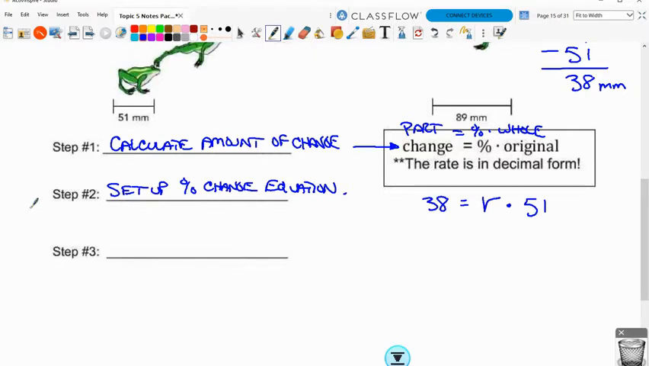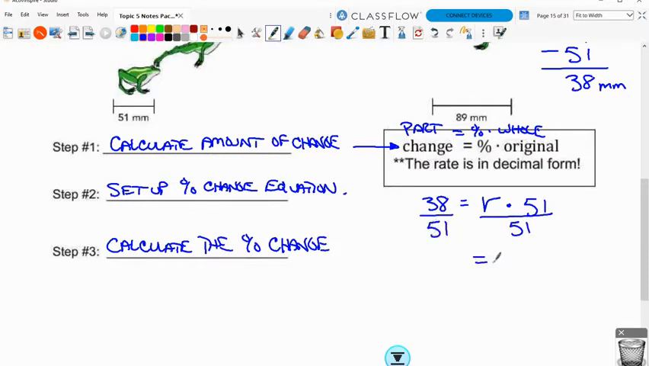Now that we've set up the percent change equation, step three, we are now going to calculate the percent change. In order to get r all by itself, right now r is on the right-hand side of the equal sign, but it's not alone. It's being multiplied by 51. To get r all alone, we'll have to divide by 51. And if we do that on the right, we need to do the same thing on the left. On the right, 51 divided by itself is 1, leaving us with r. On the left, you're going to punch into your calculator 38 divided by 51. You're going to get a long decimal. You need to write out all of those numbers from your calculator. 0.745098039. This is the decimal form of our answer, but the question asked what was the percent change?